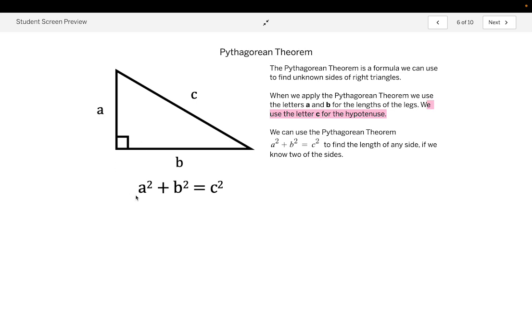It's not like A has to be the shorter leg and B has to be the longer leg. A and B are interchangeable, so they just need to be the two legs. And if you switch them from what I set up, that's totally okay. You'll still get to the correct answer.